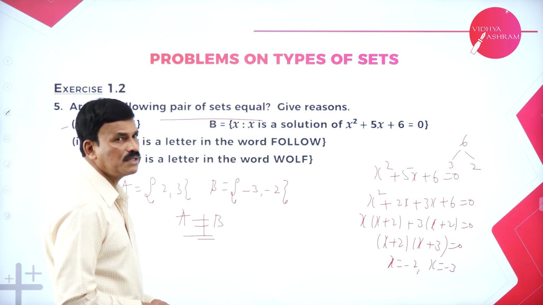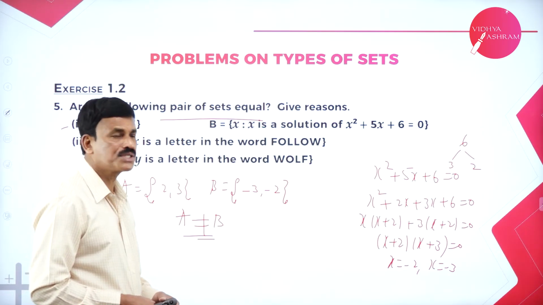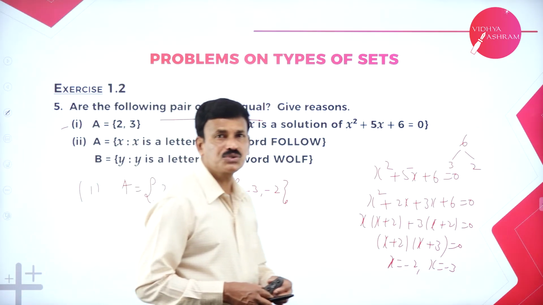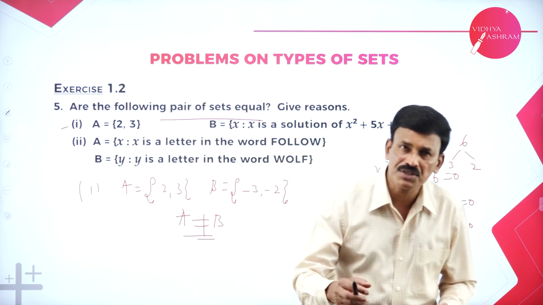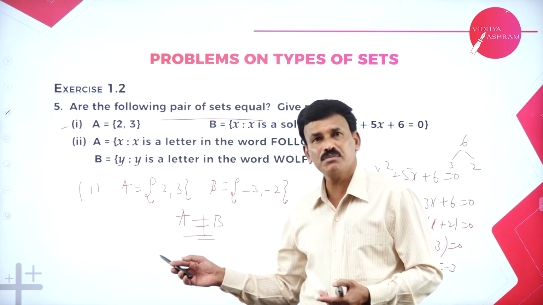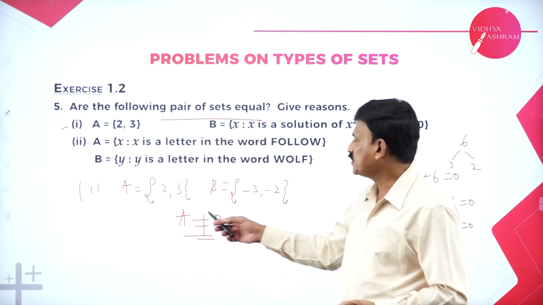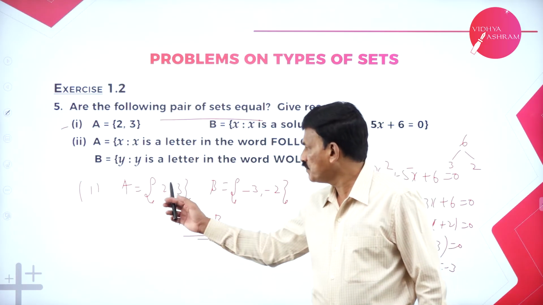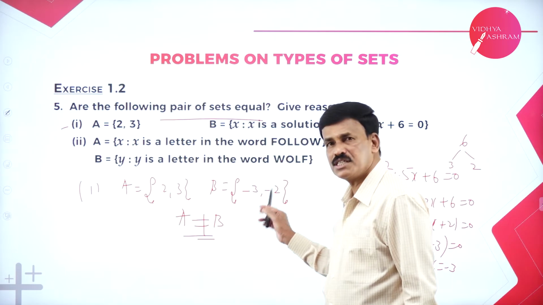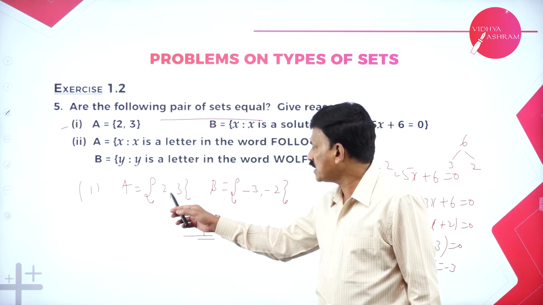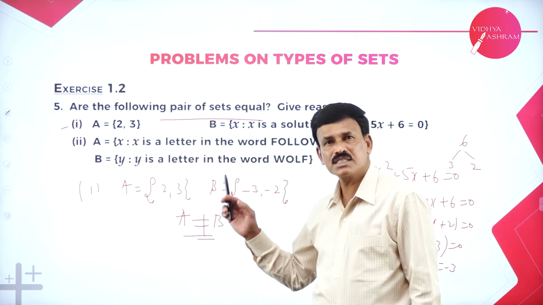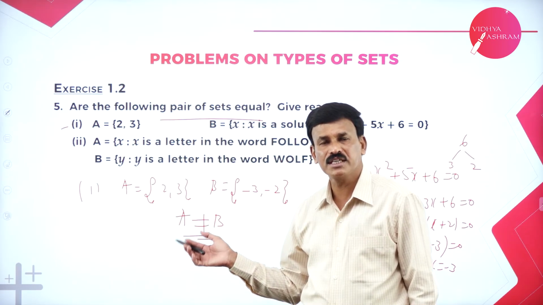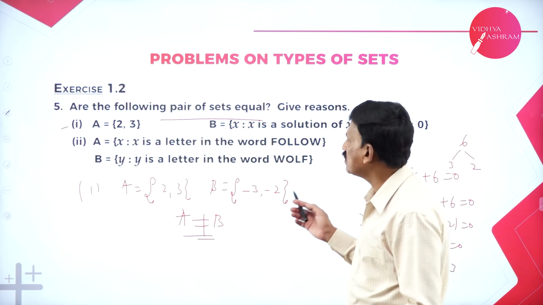So, therefore, the set B contains minus 3 comma minus 2, whereas the set A contains 2 comma 3. In set A, we have positive integers, whereas in set B, we have negative integers. So, therefore, A is not equal to B. According to the definition, if A contains 2, 3, B also should contain 2 and 3, or if A contains minus 2, minus 3, B also should contain minus 3, minus 2. So, this is different. Therefore, they are not equal sets.